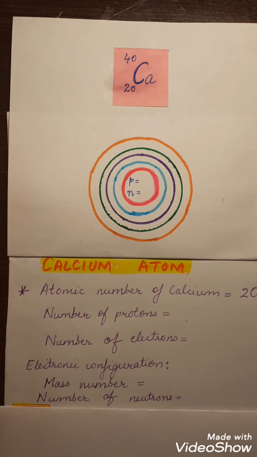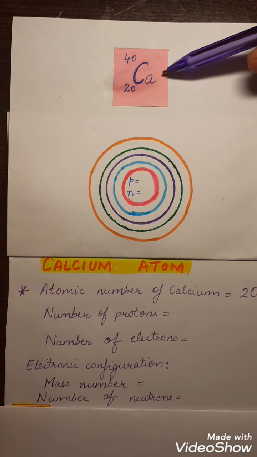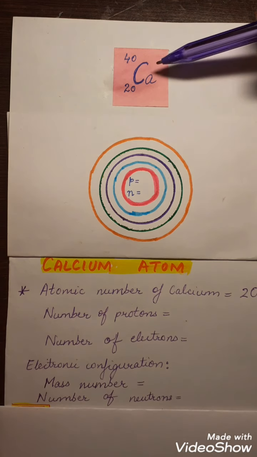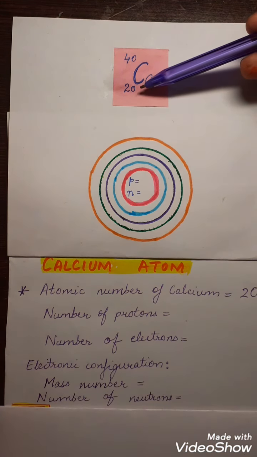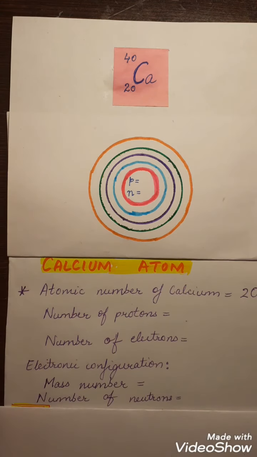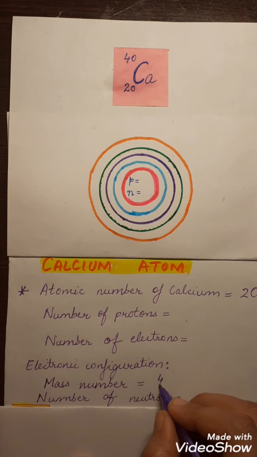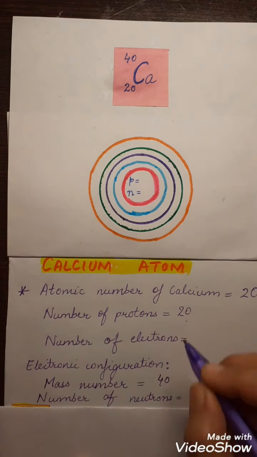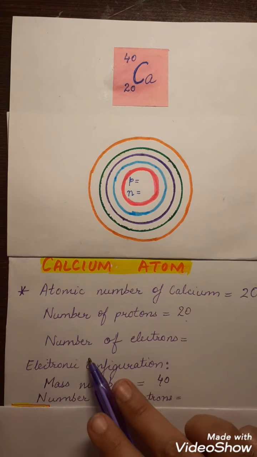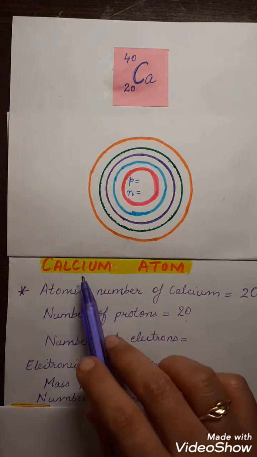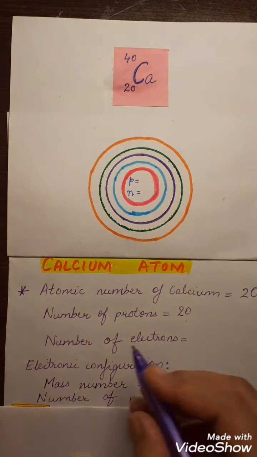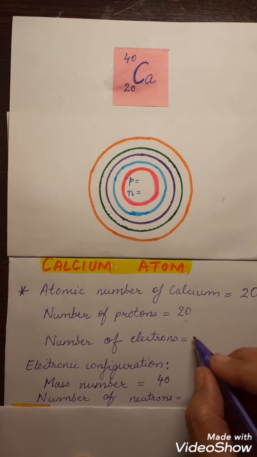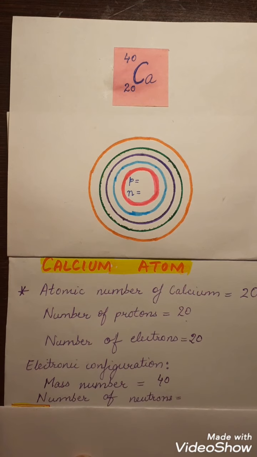Let's do one example. Ca is the symbol for the calcium atom. Calcium's atomic number is 20 and mass number is 40. The number of protons will be equal to the atomic number, that is 20. The number of protons equals the number of electrons in the neutral calcium atom. So the number of protons is 20, and the number of electrons is also 20, right?